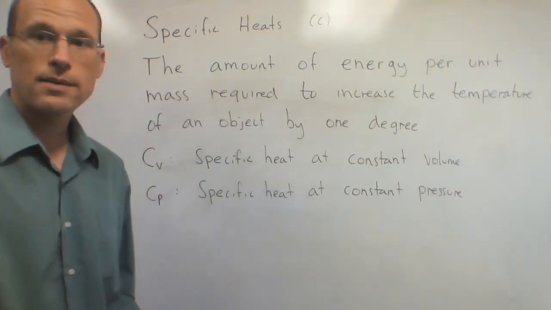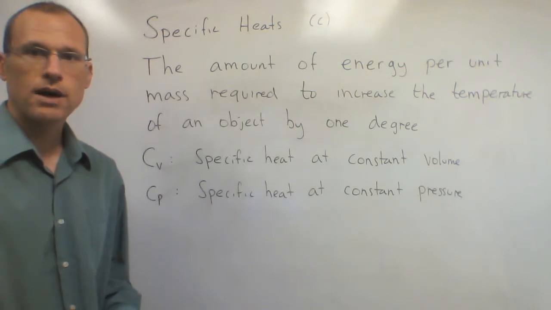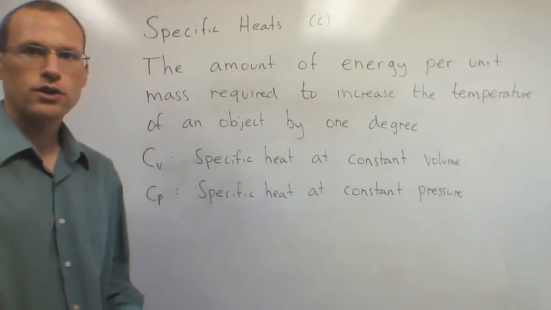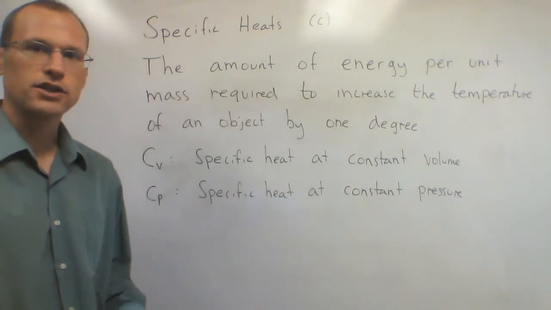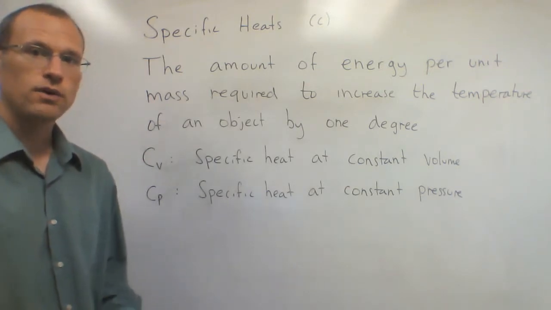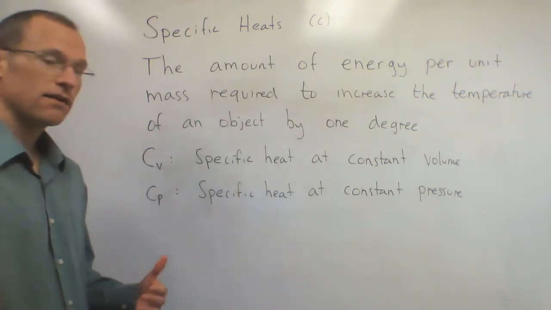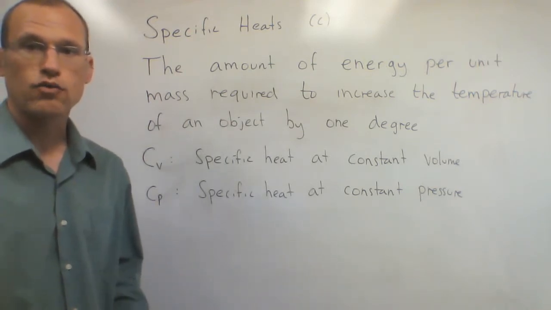The next thermodynamic concept that is useful is specific heats. So the amount of energy you need to raise the temperature of an object per unit mass. And so there's two variations of this depending on how the heating is actually done, whether it's done at constant volume, in which case we have CV, or whether it's done at constant pressure, in which case we have CP. So it could be slightly different values depending on the process involved.